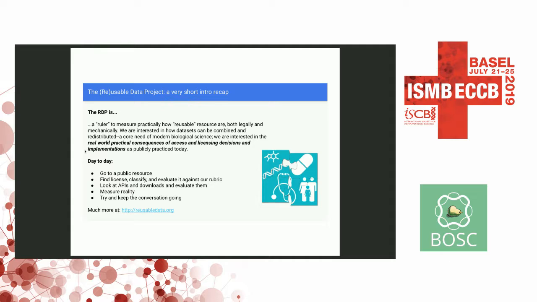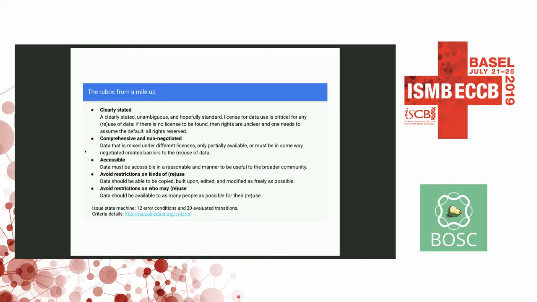We have a lovely website there that I'll talk a little bit more about later. So the rubric that we're using from a mile up is we are looking to make sure that the licensing terms under which resources are making data available are clearly stated. So we're looking for unambiguous, hopefully a standard license. We're also looking to make sure that access is comprehensive and non-negotiated.